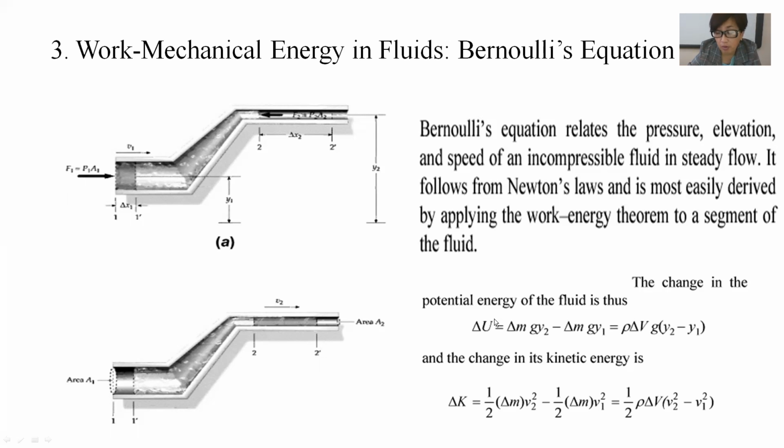We replace delta m using the formula for density: delta m equals rho delta V, because this is the volume. The change in potential energy equals rho delta V g delta y, where rho is the density of the fluid, g is the gravitational constant, and delta y is the change in height. For the change in kinetic energy, we know the formula m v squared divided by 2, but here the kinetic energy of the large area and the small area are different. Replacing delta m with rho delta V, the final formula is one half rho delta V times the change in velocity squared.